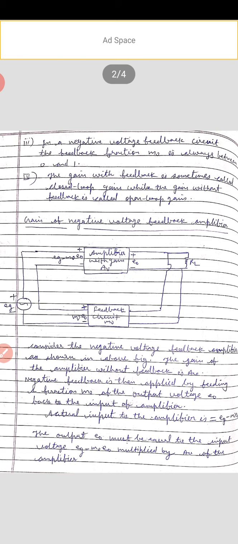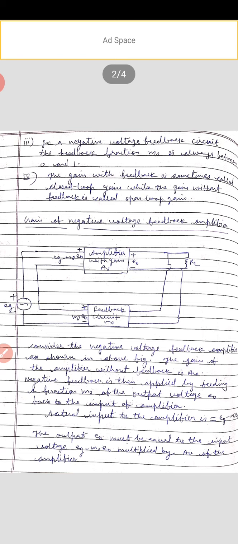Third, in a negative voltage feedback circuit, the feedback fraction MV is always between 0 and 1. And fourth, the gain with feedback is sometimes called closed loop gain, while the gain without feedback is called open loop gain.